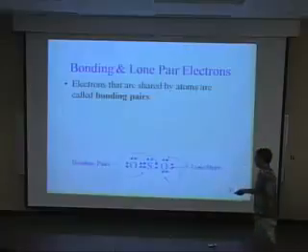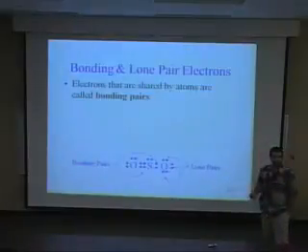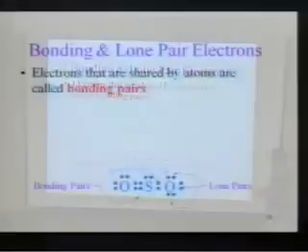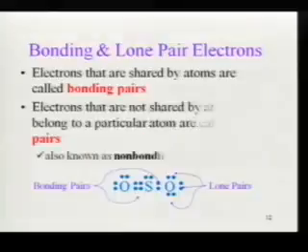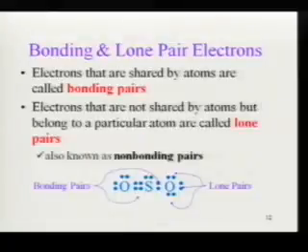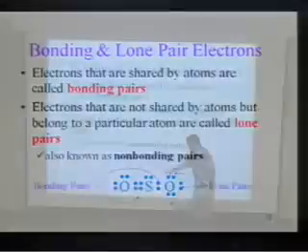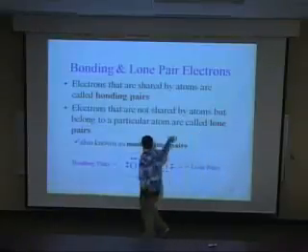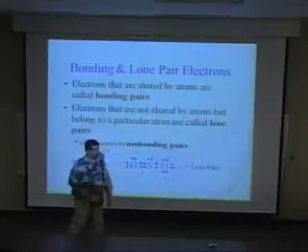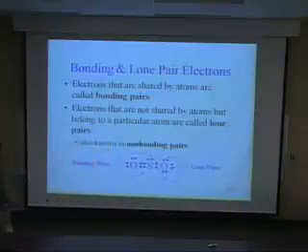So anything that's shared in that pool that's part of making that bond we call bonding pairs, okay, bonding electrons. And then whatever's left around the outside, like these 2 and these 2 that are not involved with the bonding, those are called lone pairs of electrons, or non-bonding pairs.